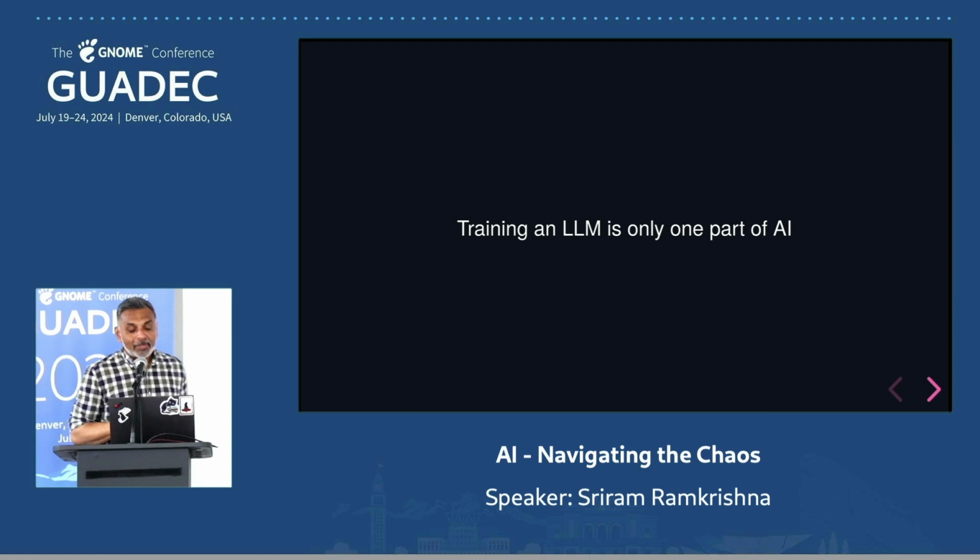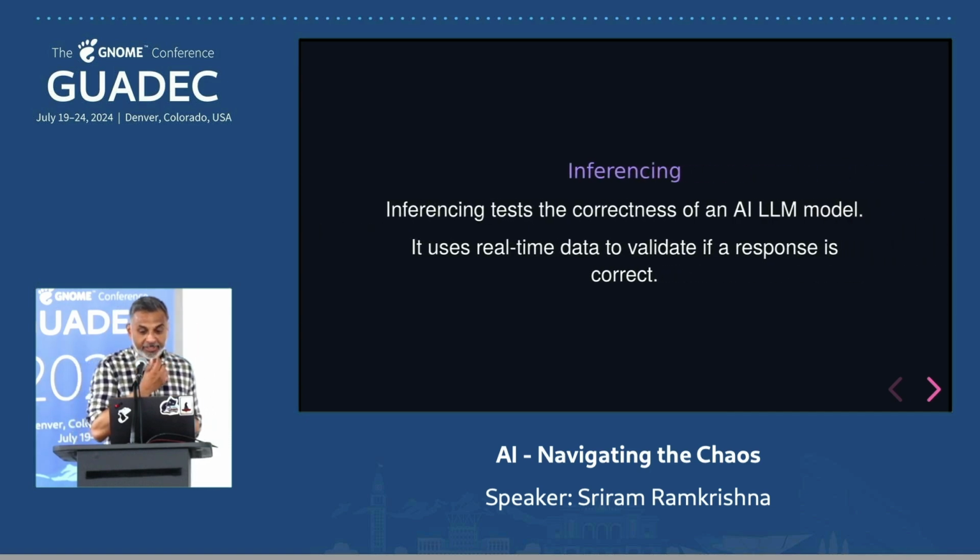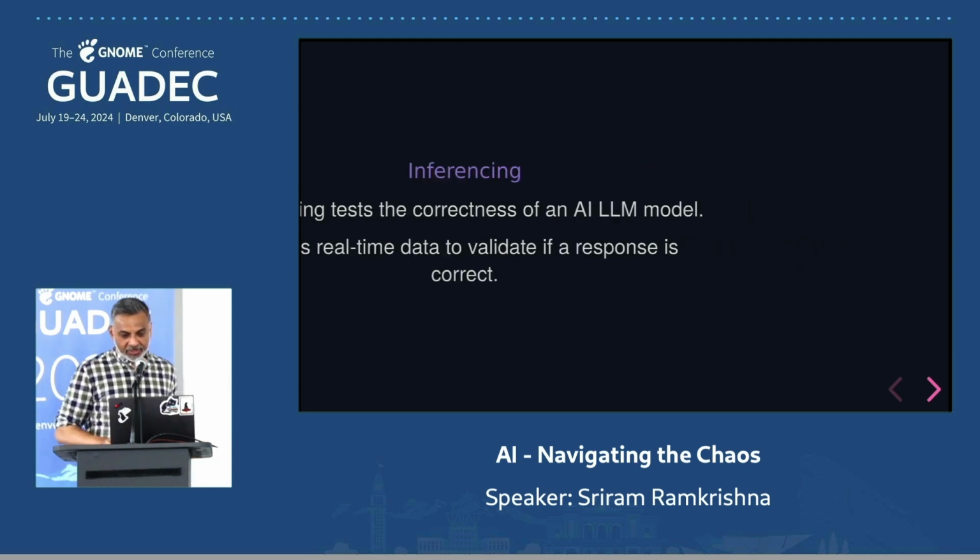But we talk about training, and that's only one part of AI. Like you're feeding this, but then how do you tell it's correct? Right? And that's where inferencing comes in. Inferencing tests the correctness of an LLM and keeps using real data. And it says, hey, did you really get the right response? I don't know. And so you use this, it's QA, right? You always QA something. That's what inferencing is.